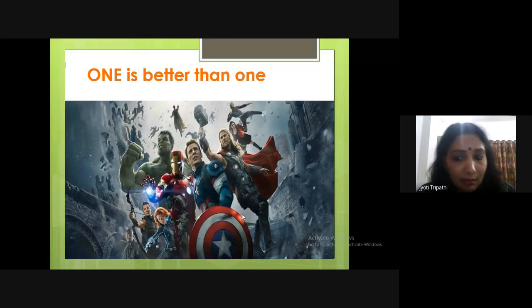So if we have watched this movie and read this kind of literature, then we are aware of this. Here, one is better than one. It denotes that one team is better than one individual. Suppose there is a team of 5 members, definitely they would accomplish the task faster and more effectively than one individual.